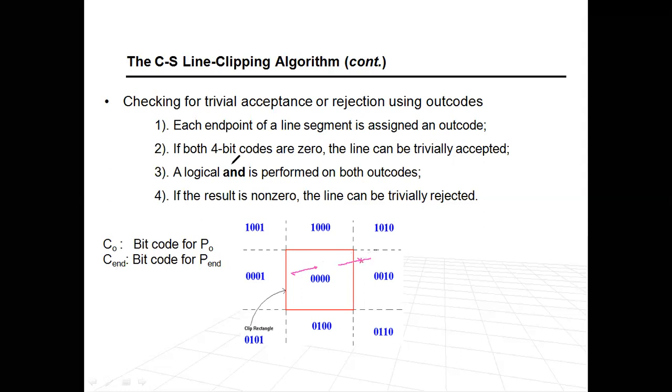The first point is checking for trivial acceptance: how we can quickly accept a line or quickly reject a complete line by looking at the outcodes of the line endpoints. Each endpoint of a line segment is assigned an outcode. Whenever we draw a line, for example a line like this, each endpoint of the line will be assigned an outcode.